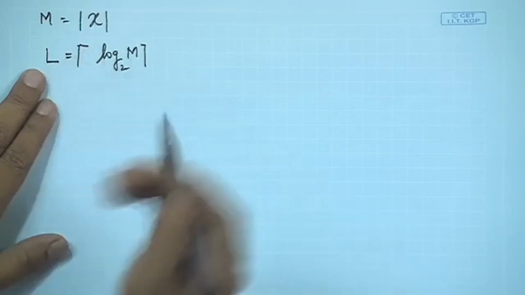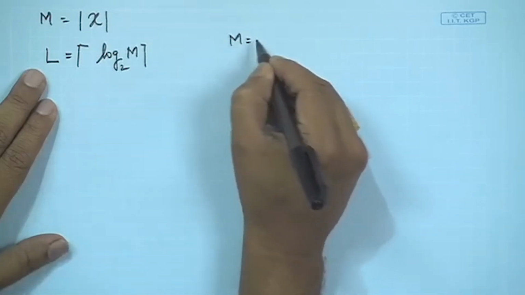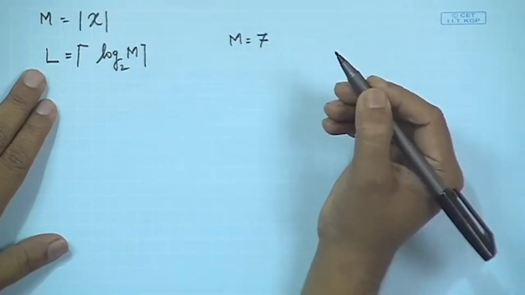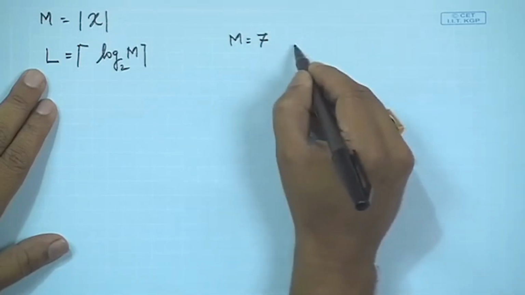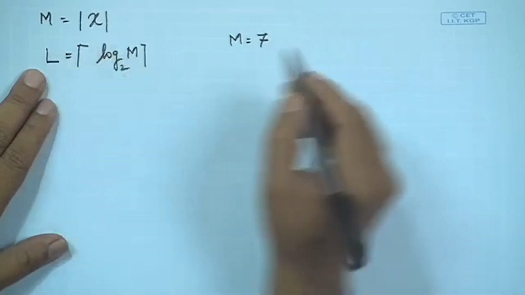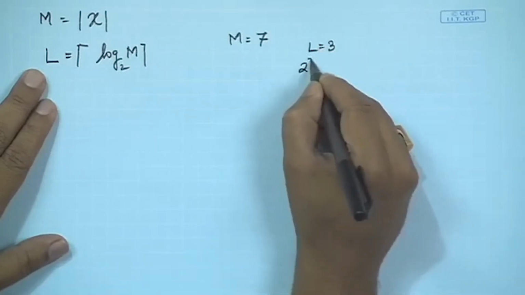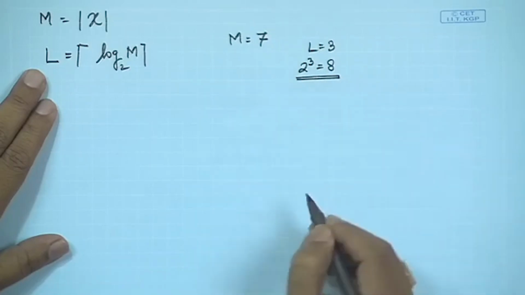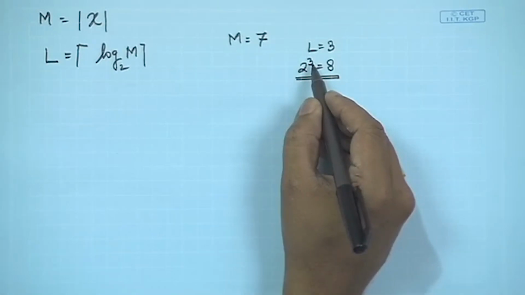By ceiling function, what we mean is that if M is equal to, let us say, 7, in that case L should be equal to 3, because 2 to the power of 3 is equal to 8. This we should keep in mind. So, if we choose L equals 3, we do not have any particular problem.